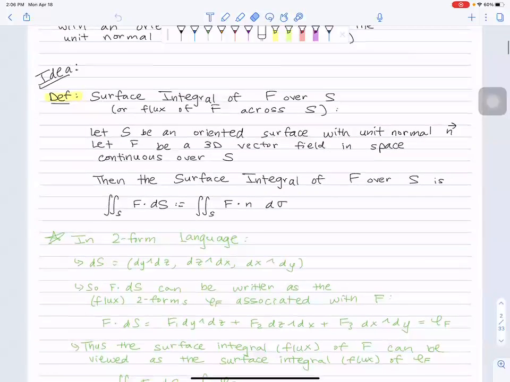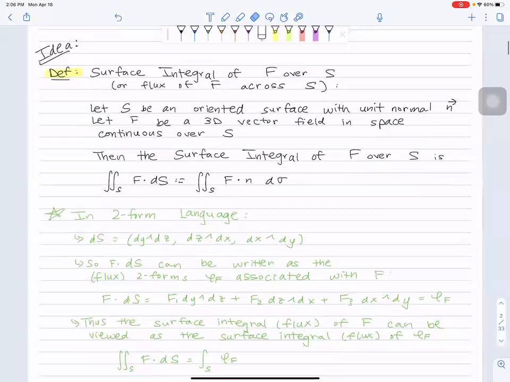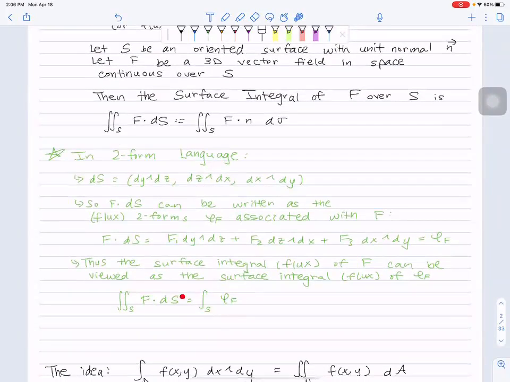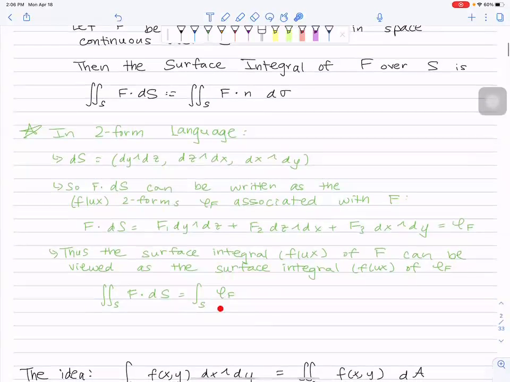So this is in vector language. In the two-form language, which I have in green, the notation will be the integral of phi sub f.